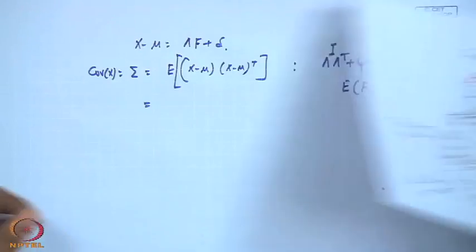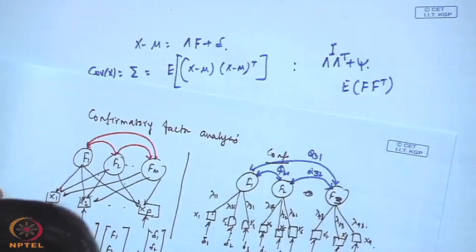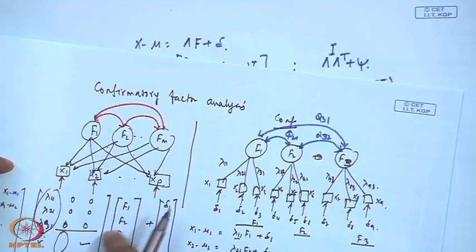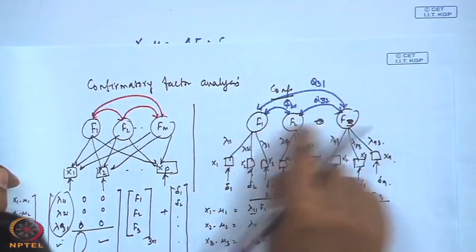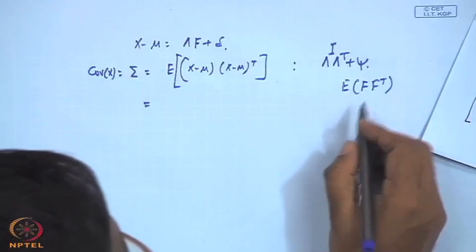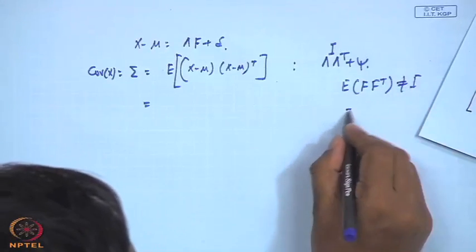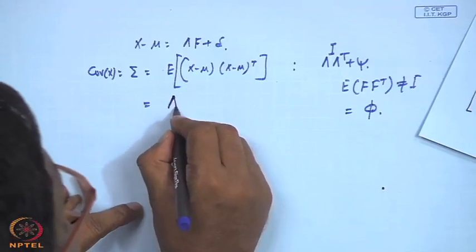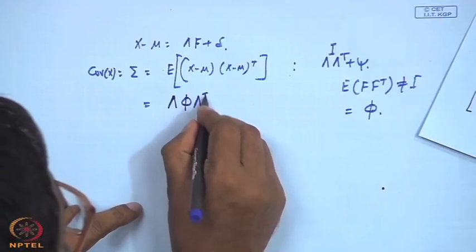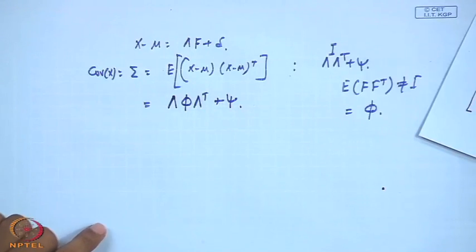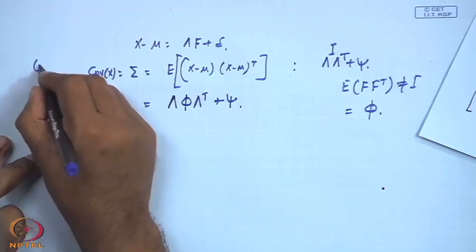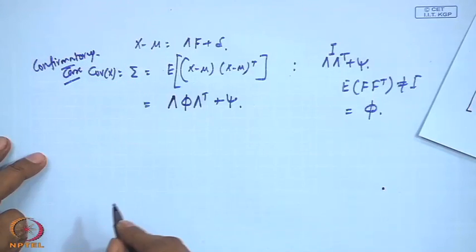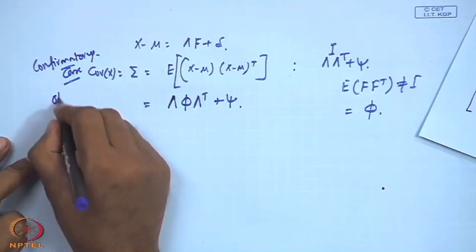Now, in confirmatory factor analysis, not only are so many of the lambda loading coefficients 0, apart from that there is variability amongst the f. So, this will not become I, rather this will be your phi. Then what will happen? The covariance structure will be lambda phi lambda transpose plus psi. So, confirmatory case, why is it so? Because we are going for oblique factor.